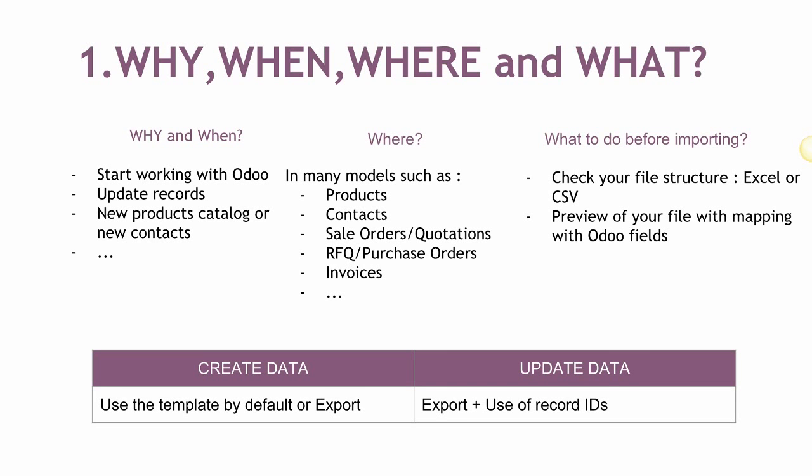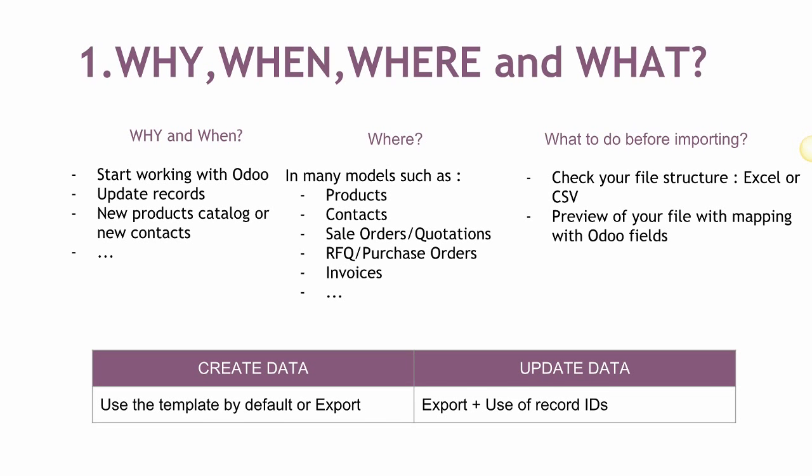Those two formats are the only ones allowed in Odoo. The same goes for your product catalog and your contacts. You went yesterday to an event, you met 500 clients, you will not, of course, create them one by one. Where? In a lot of models. What I mean by models, of course, is applications. In all applications, you can do some imports.